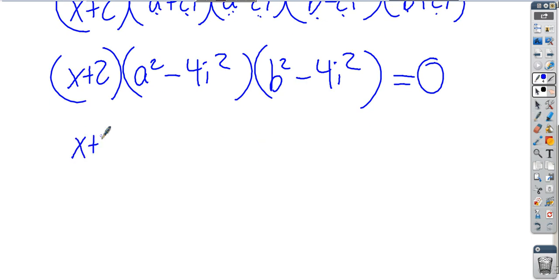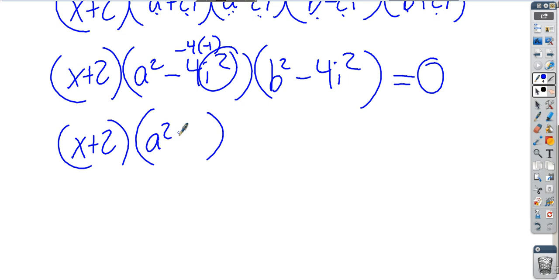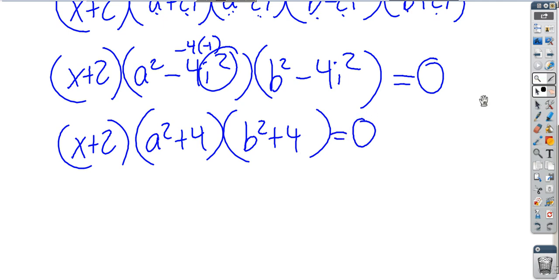So we have x plus 2. Remember that i squared is a number, that's negative 1, so that's like minus 4 times negative 1, which is another way of saying plus 4. And this is the same right here, b squared plus 4. Okay, we're almost done. Now we just have to go back and recall what did we substitute.